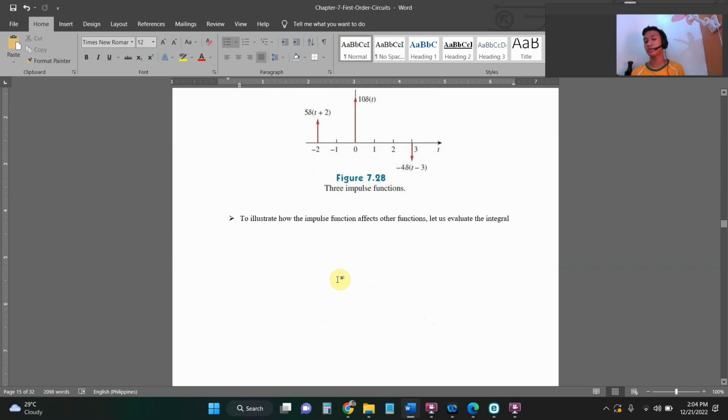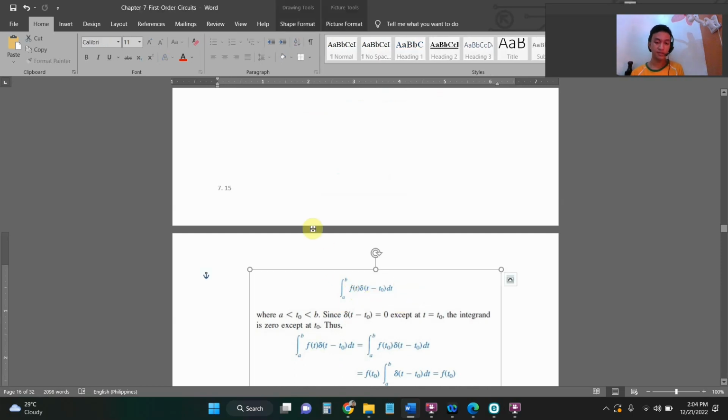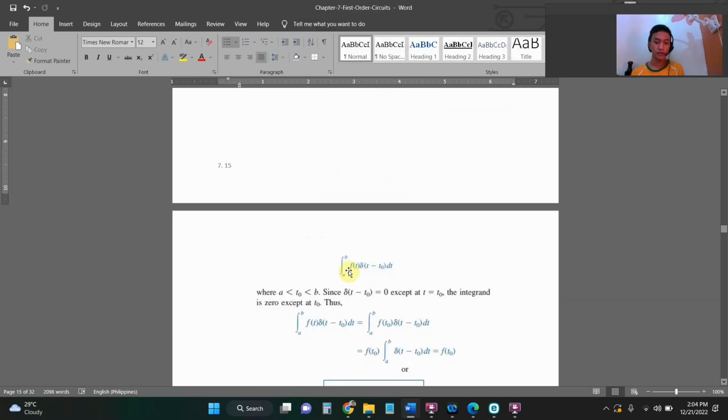So to illustrate how the impulse function affects the other functions, let us evaluate the integral. As we can see here, the integral with the initial and final values of a and b, we have f(t) δ(t − t₀) dt, where a is less than t₀, but t₀ is less than b.